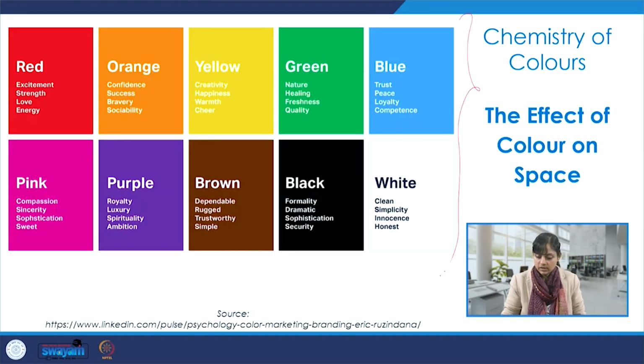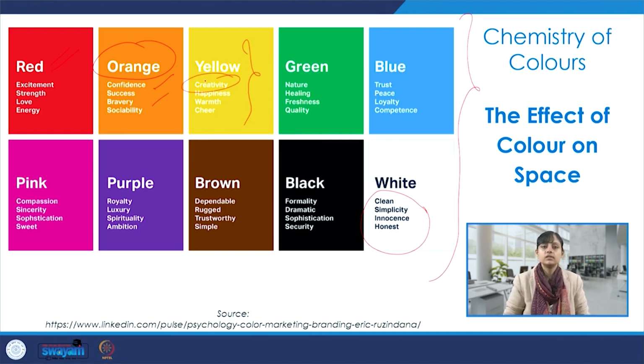So, these are some of the colors and the kind of effect or association they have when we talk about their application in interior spaces. So when we talk about red, it suggests excitement, strength, energy. Orange, success, vibrance, confidence, sociability. Yellow, of course, happiness, cheer, creativity. Then there is green, healing, freshness, nature.